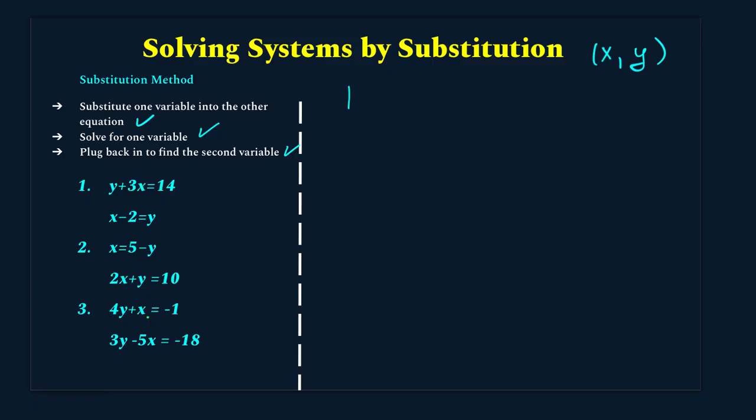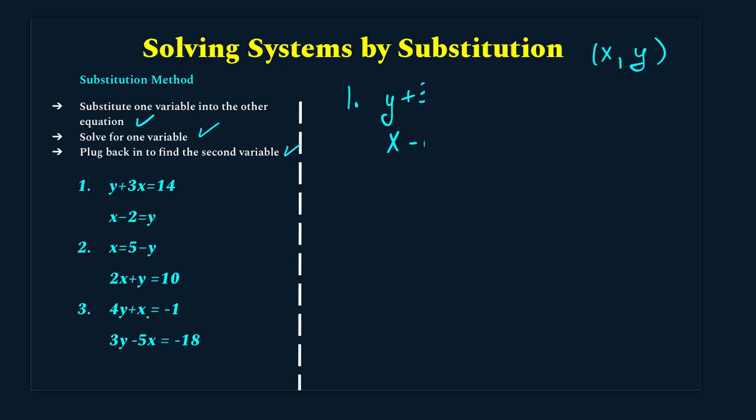Our first example is the simplest one that you will encounter. Y plus 3x equals 14. X minus 2 equals y. So here we're looking to see which variable is solved, which variable is alone. So that means it would say x equals or y equals. And once we know what that variable equals, we can substitute.